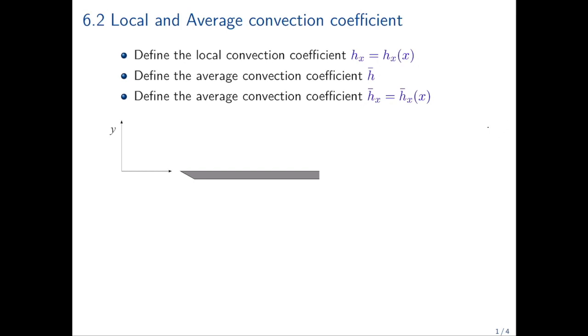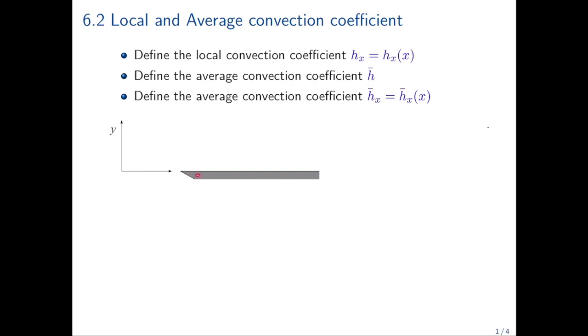Section 6.2, local and average convection coefficient. The learning goals for these sections are to define the local convection coefficient, h of x, which we already did, but we are going to review the definition, and define the average convection coefficient, h. So we have two definitions for the average. That's the main objective of this section.